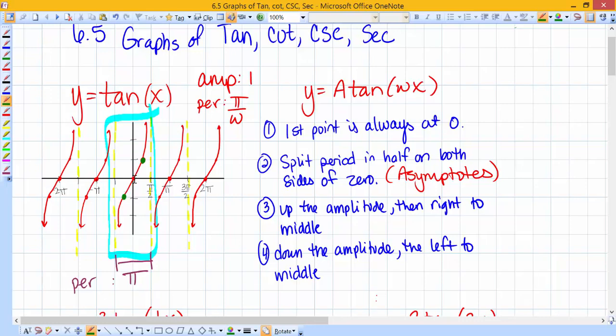We have 0 and the asymptotes, which break it up into 2. You go to the middle and you go up. You go to the middle and you go down. So there is our tangent graph. So the up amplitude is on the right side and in the middle. Down amplitude is on the left side and then the middle.